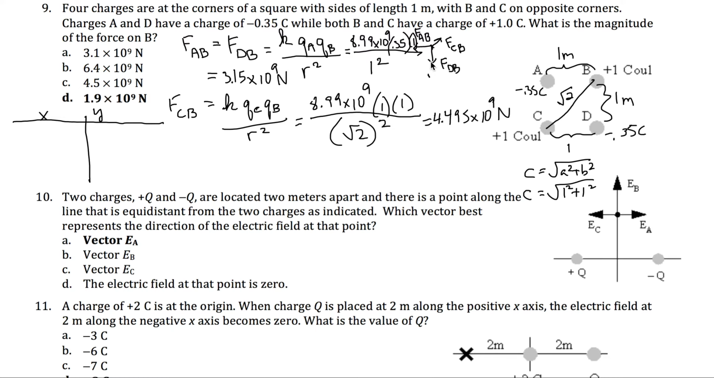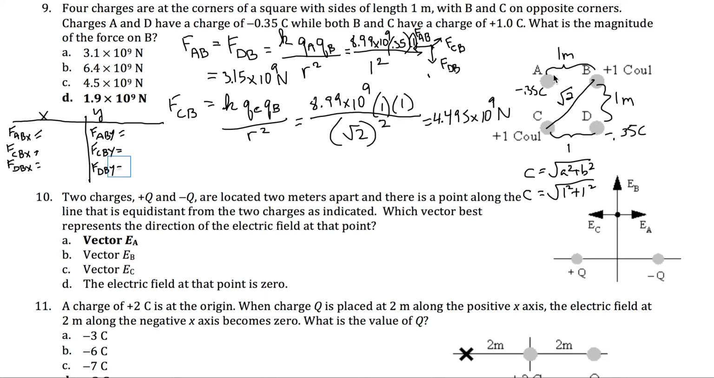And I have 3 forces, so I need the x and y components of each one. So I need FABX, FCBX, and FDBX. And then I need all the y components, FABY, FCBY, and FDBY. Luckily, these don't take too long to find because a lot of them are the same because we have symmetry with the charges here.